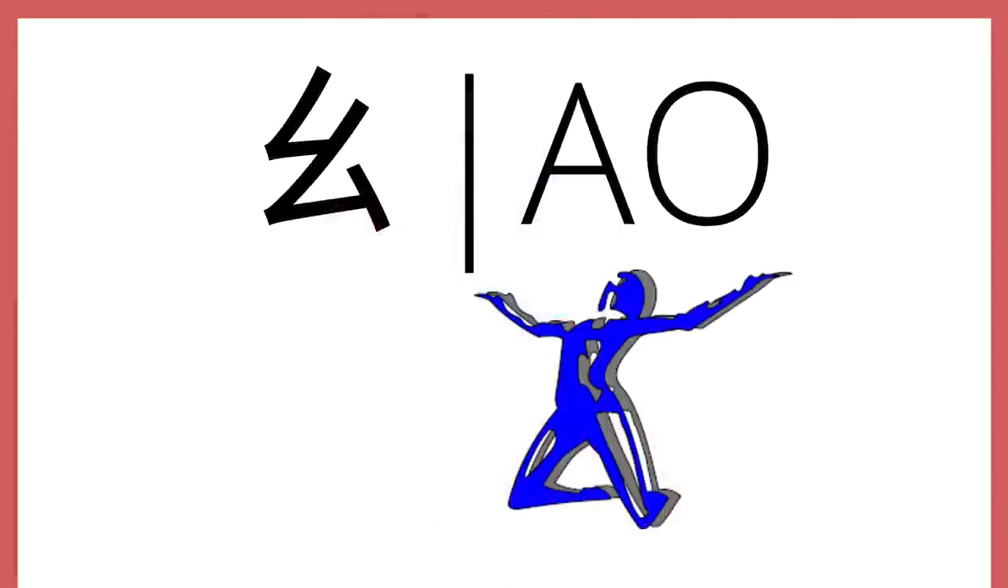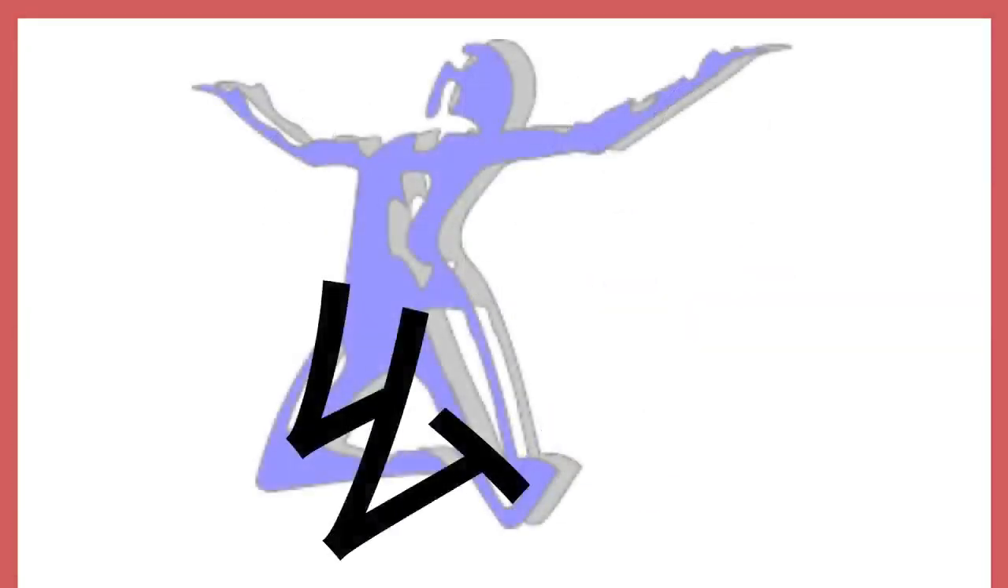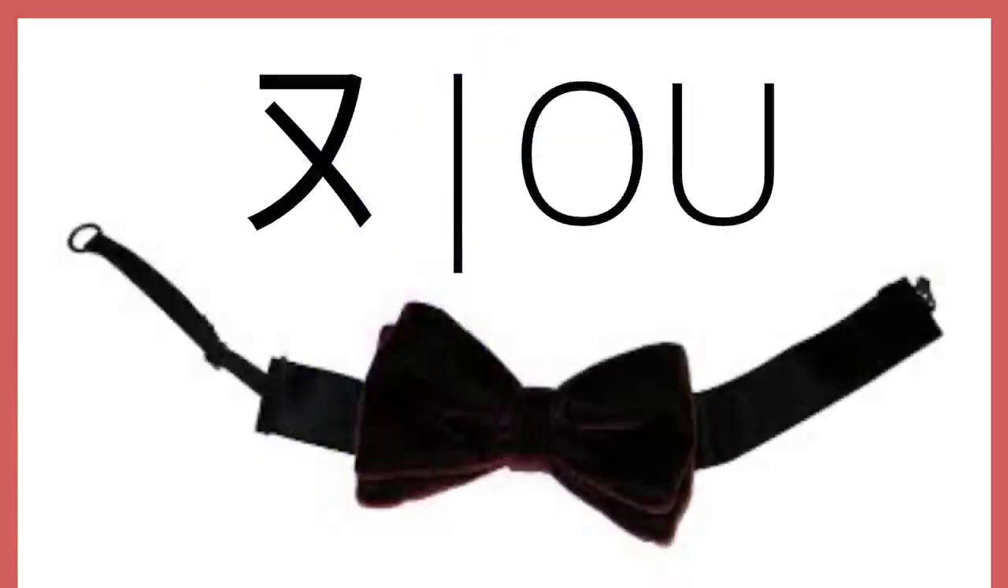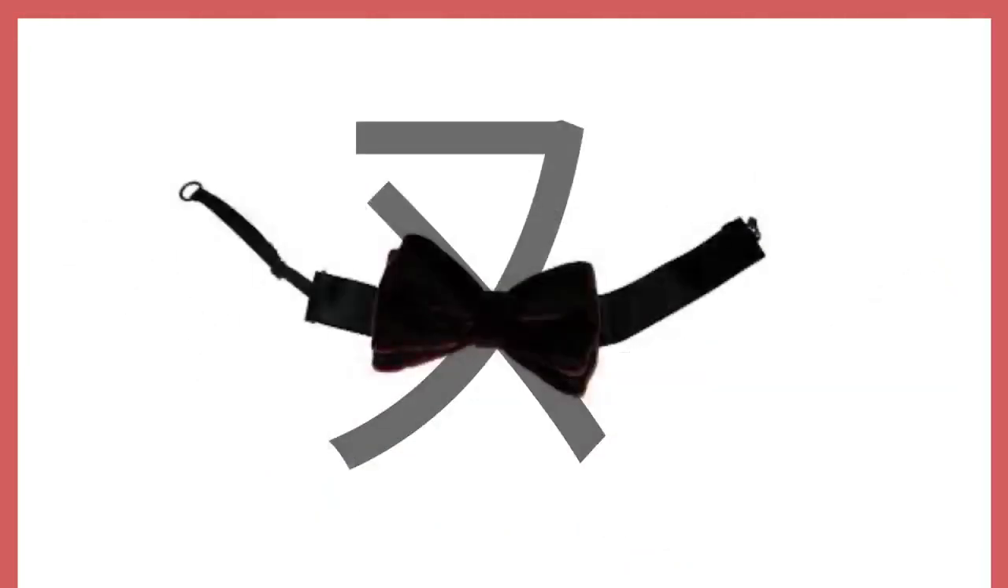Now, ow is like when you skin your knees and you're saying ow, ow. Its pinyin is AO, and the zhuyin looks just like the two bent knees of somebody who's just fallen. Then here is O, as in the vowel you use to say bow tie. O. The pinyin is OU, and the zhuyin looks a bit like a bow tie in the process of being tied.